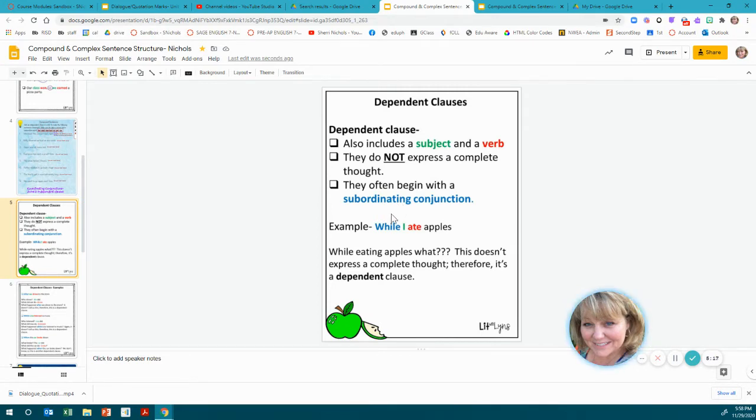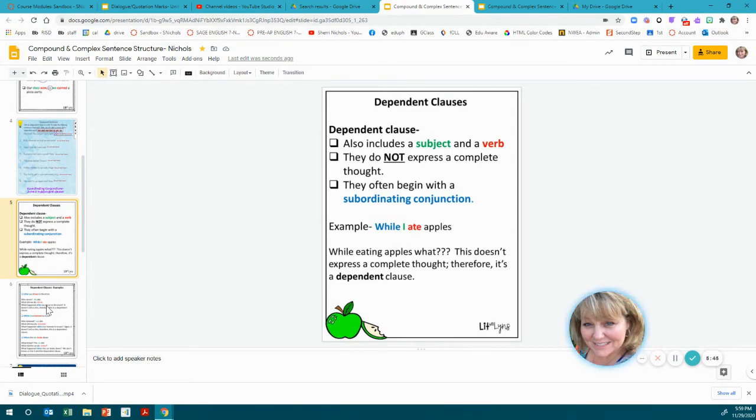So we look at, so, while I ate apples. While is our subordinating conjunction. And then I ate apples, of course, has a subject. I is the subject, ate is the verb. It's not a complete thought. While I ate apples, what? While eating apples, what happened? Well, this doesn't express a complete thought, therefore it is a dependent clause.